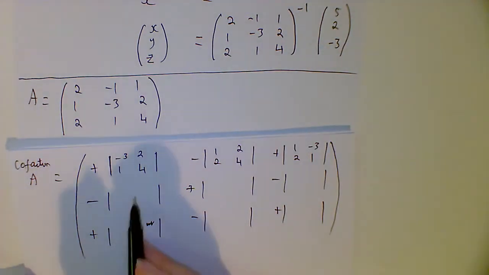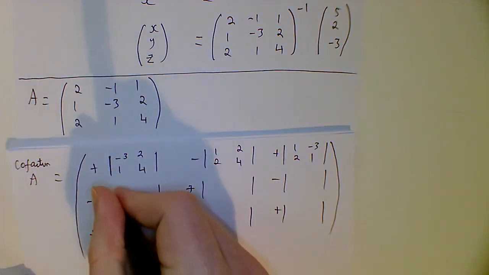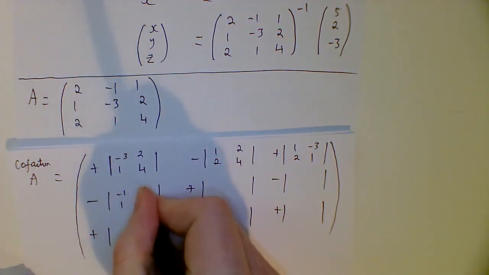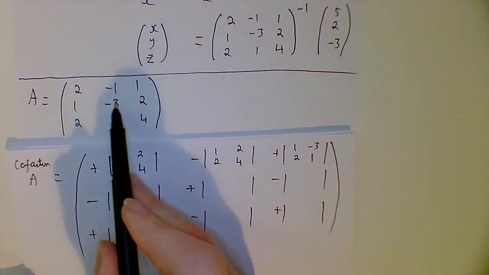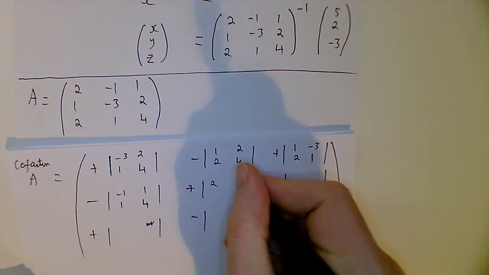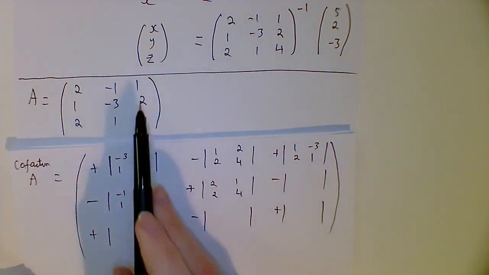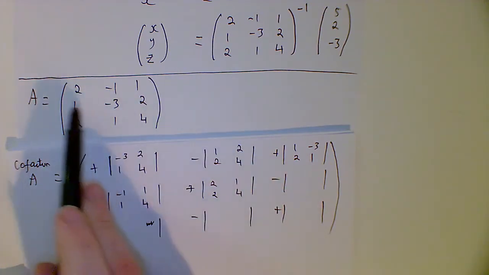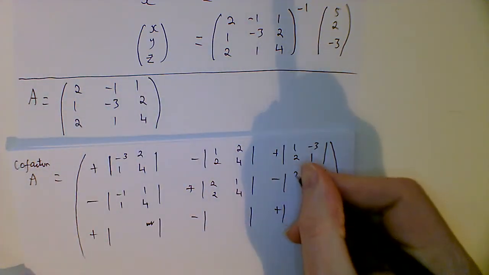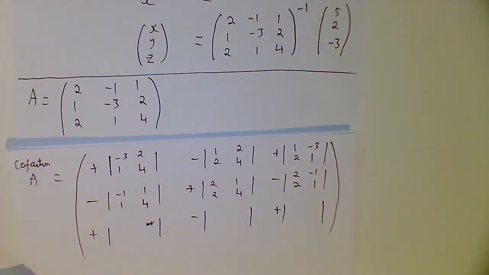Then this one here corresponds with this element here. So not in that row, not in that column. So negative 1, 1, 1, 4. Then we've got the middle element. So not in that row, not in that column. 2, 1, 2, 4. And then here, we've got this element here. So not in that row, not in that column. So that's 2, negative 1, 2, 1. Right, so we're just creating these minor matrices.